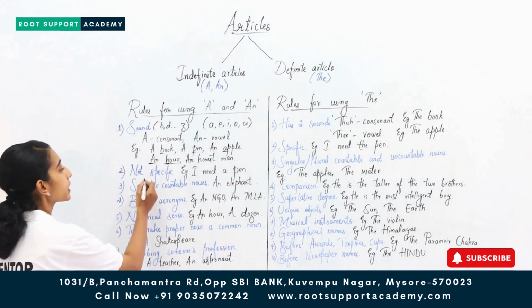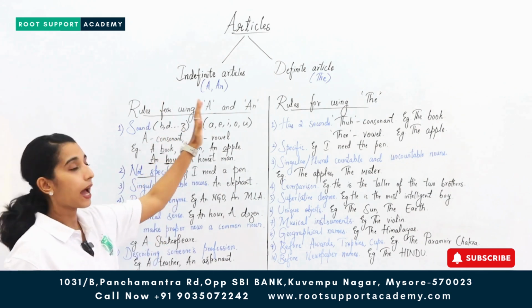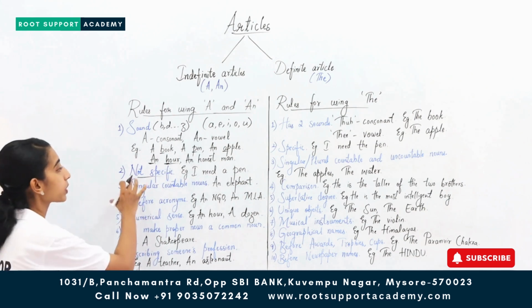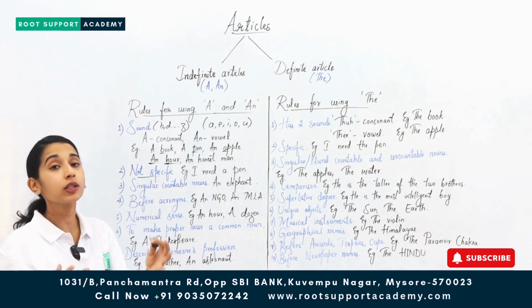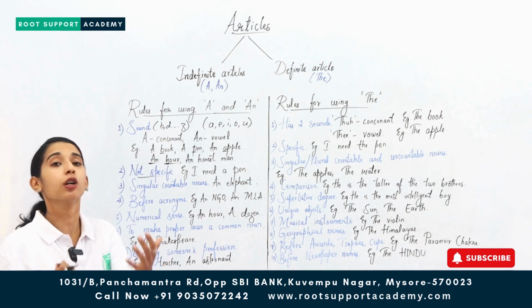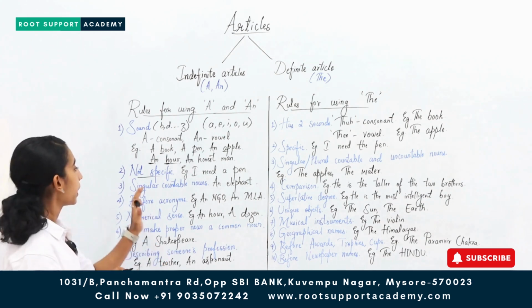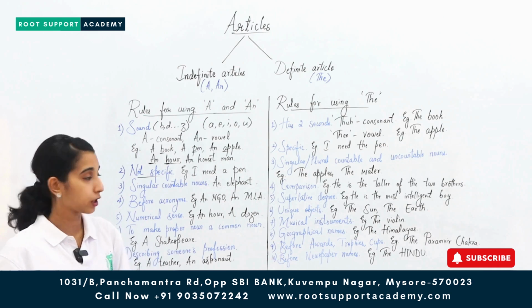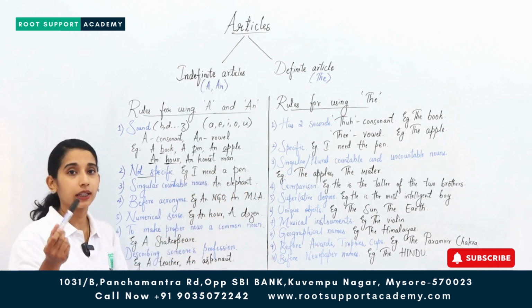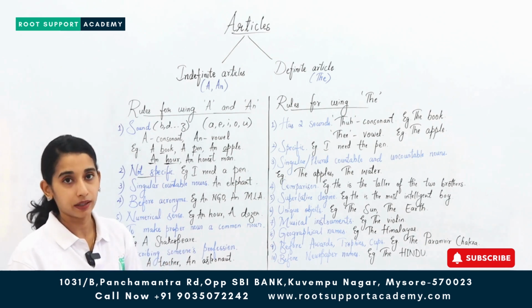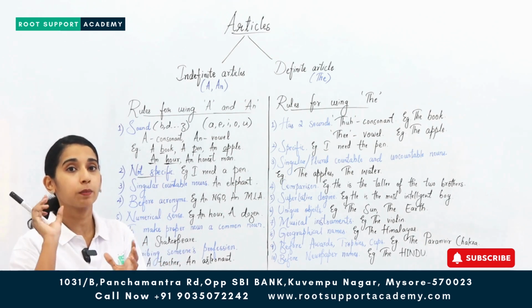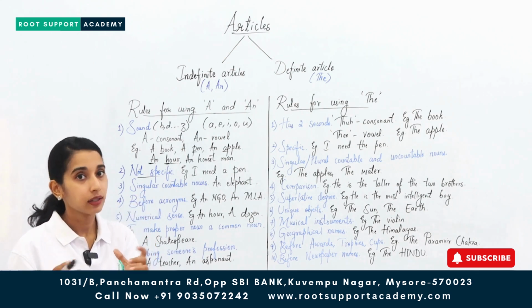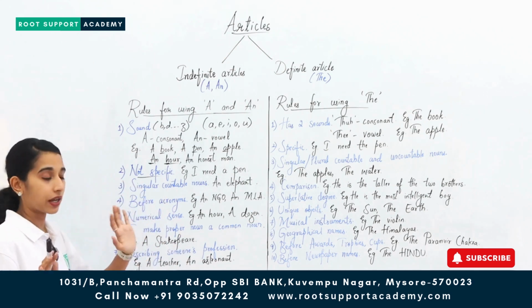Next one, not specific. A and an are used before things which are not specific, and those things might be used in the sentence or in the conversation for the first time. Example, here I'm asking you, I need a pen. You can give me any pen. Things are not specific when I'm using a or an. It can refer to anything in general.